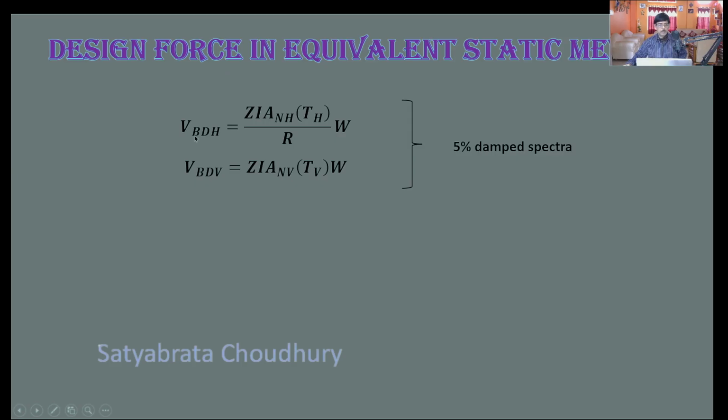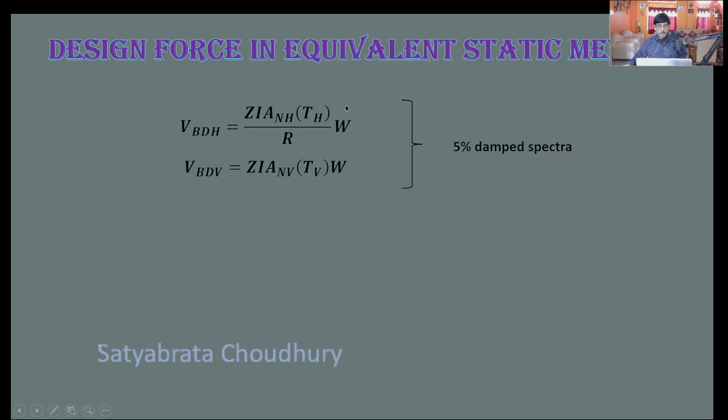VBDH. B stands for base of the building, D stands for design, H stands for horizontal. So this is given by Z I A_NH T_H W divided by R. Z is the zone factor given in the code, I is the importance factor attached to the structure, A_NH is the normalized spectral acceleration in the horizontal direction corresponding to the time period T_H along the horizontal direction.